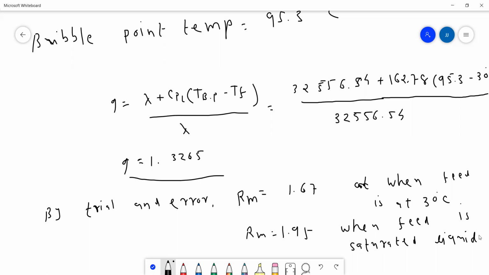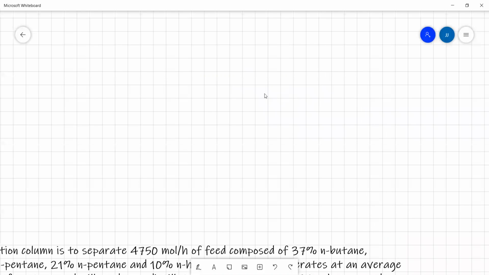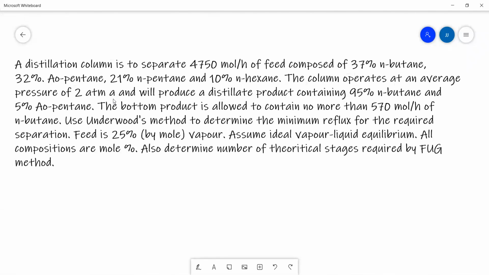Now we will solve a problem of multi-component distillation. So let's first see the problem statement. A distillation column is to separate 4750 moles per hour of feed composed of 37% n-butane, 32% n-pentane, I think this is isopentane.